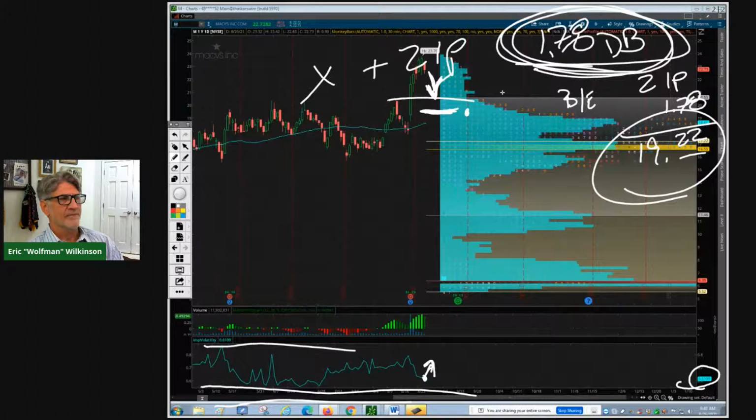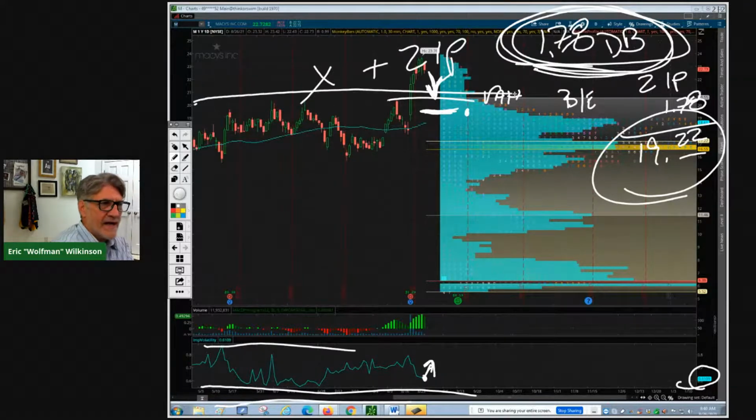Hopefully we'll at least come down and test this value area high at around $21. That's what I was looking for on this trade. A quick move to test this value area high, which also, as you can see, has acted as resistance in the past. Let me do a better line than that. That will act as a support if the market comes back down to this level. All right, so that is Macy's.